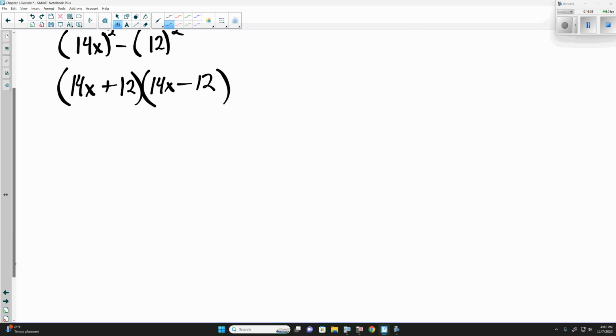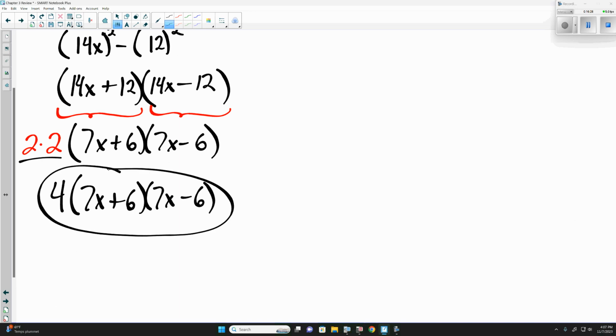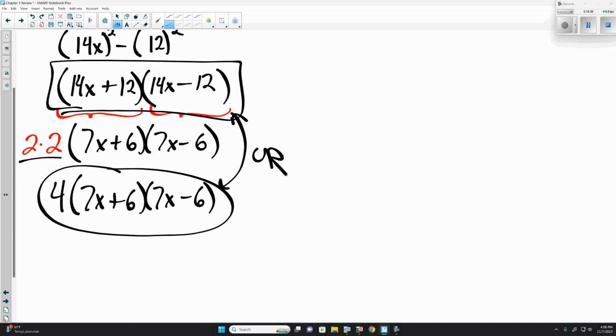Now, there is a greatest common factor in both. The greatest common factor in the first one is 2. We also have a second one in the other. And if we factor it out of the first term, we have 7x plus 6. Factor it out of the second one, we have 7x minus 6. Our 2 times 2 does give us 4. So the completely factored version of this would be this here. 4 times 7x plus 6 times 7x minus 6. I will take it in either this form or this form. Either one. You just have to give me one of them.